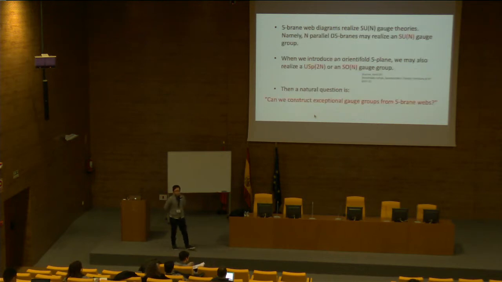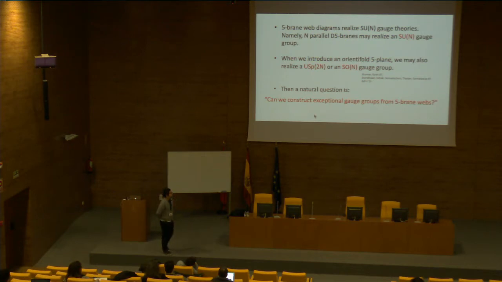So the 5-brane web diagrams are very useful to study the 5-dimensional gauge theories, but the question is what kind of gauge theory we can realize by using 5-brane webs. If we put N parallel D5 branes on top of each other, we can realize an SU(N) gauge group. And if we introduce an orientifold 5-plane, we can realize a USp(2N) gauge group or an ISO(N) gauge group. Then the question is, can we construct some exceptional gauge groups by using these 5-brane web diagrams?